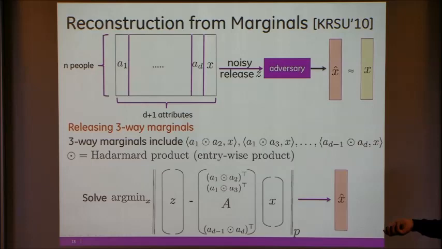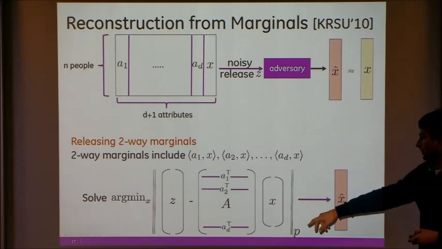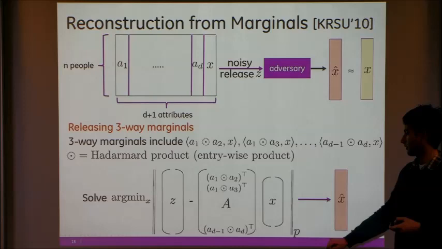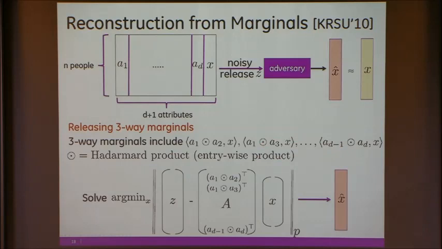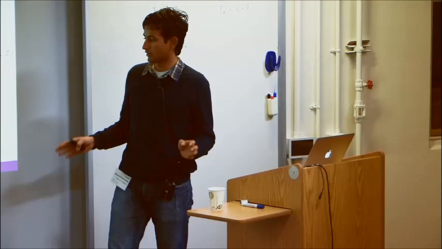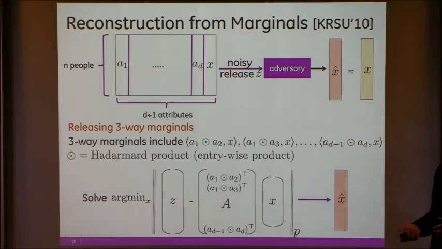Now if you look at the matrix A, in the earlier case it was a D cross N matrix, because there are D columns. Now it's a D choose 2 cross N matrix. So we are increasing the size of A, but you have more releases. You don't need all the D choose 2, but you need on the order of, a theta of, D squared. And that's basically the entire reconstruction attack. This generalizes to higher marginals also; something else will come up instead, but they all look the same.